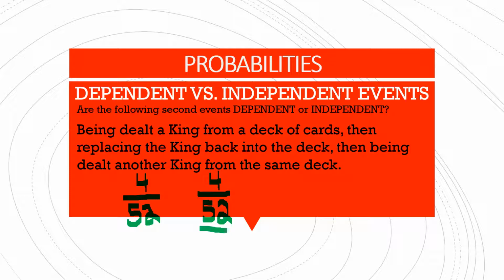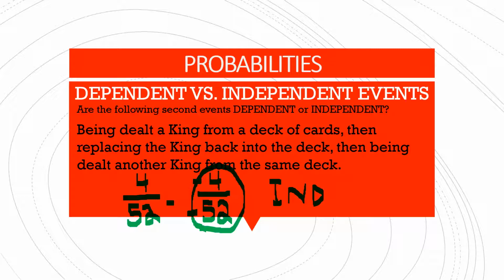So do you see how this second selection is unchanged by the first selection? It's still 52. The 52 didn't change because you put the king back. The 4 didn't change because you had put the king back. You replaced the king back into the deck before getting the second card dealt to you. So these events are independent of one another. They didn't change each other. They didn't affect each other.